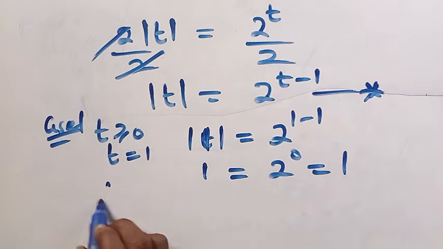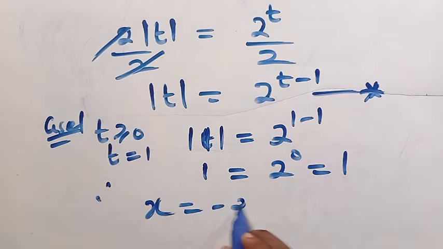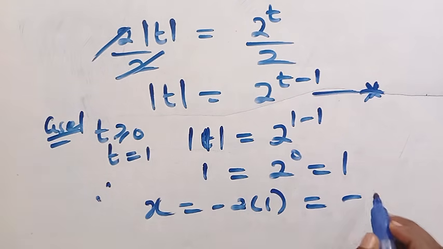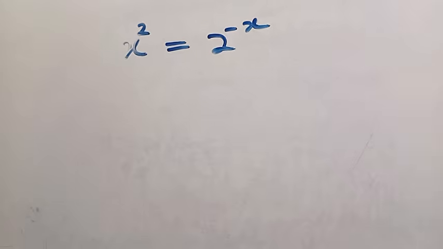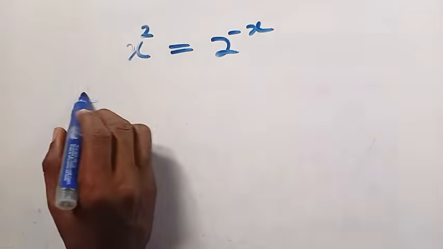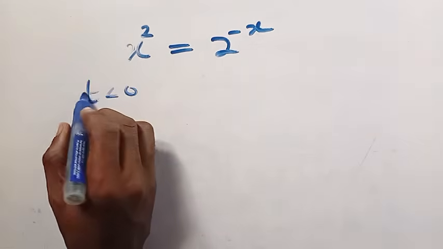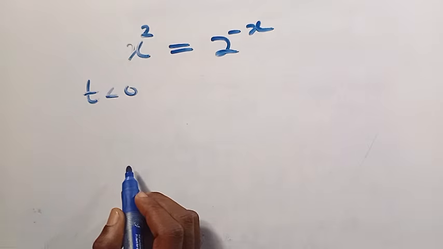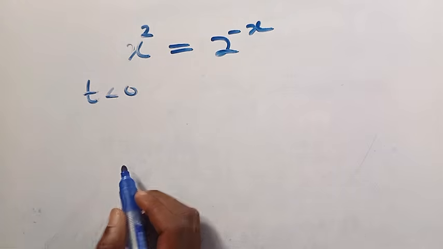So from what we have above, x equals minus 2 times 1, that is minus 2. One of the answers to this problem is x equals minus 2. Okay, so let's proceed. Another case we can consider here is, suppose we have t less than 0.